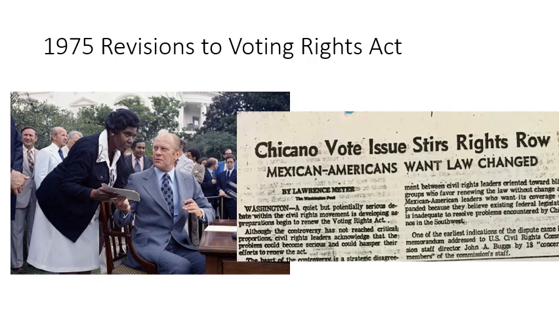So Congress also expanded the coverage formula. So the presence of tests or devices or low levels of voter registration in 1972 would trigger the pre-clearance requirement. And there was a very interesting change to the definition of a test or device. It was expanded to include the practice of providing any election information, including ballots, only in English in states or subdivisions of a state where members of a single language minority constituted more than 5% of the citizens of voting age.